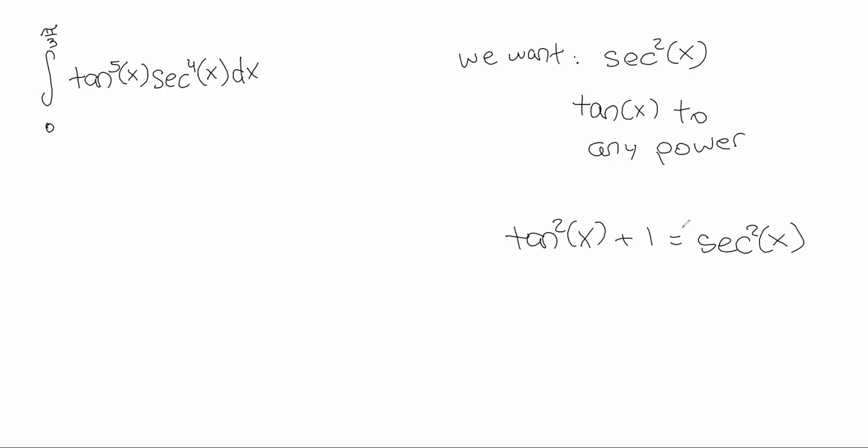So we want to manipulate this somehow. We want to manipulate the integral somehow so that we have not a secant to the fourth power, but a secant to the second power. So I want you guys to try this on your own, but I want to at least tell you guys what the next step should be. We're going to leave the tangent alone, but we're going to split up the secant into a secant squared and then another secant squared.